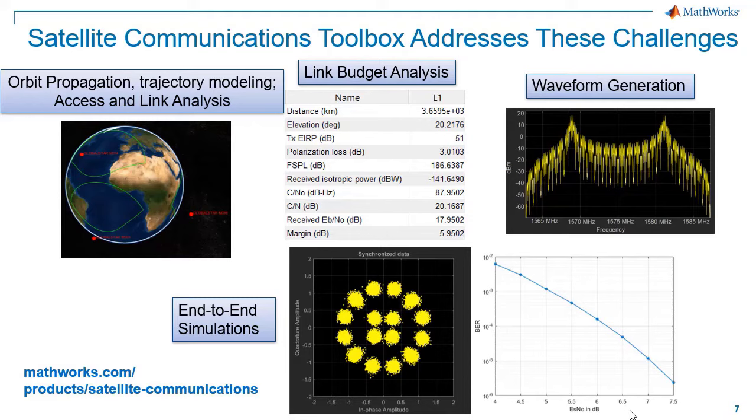Those challenges include orbit propagation, trajectory modeling, and access and link analysis to be able to see the moving satellite at any moment as it orbits around the Earth. The link budget analysis tools let us establish at any moment whether I have enough power and can close the link, and also waveform generation and end-to-end simulations needed to make sure the performance is as we expect.